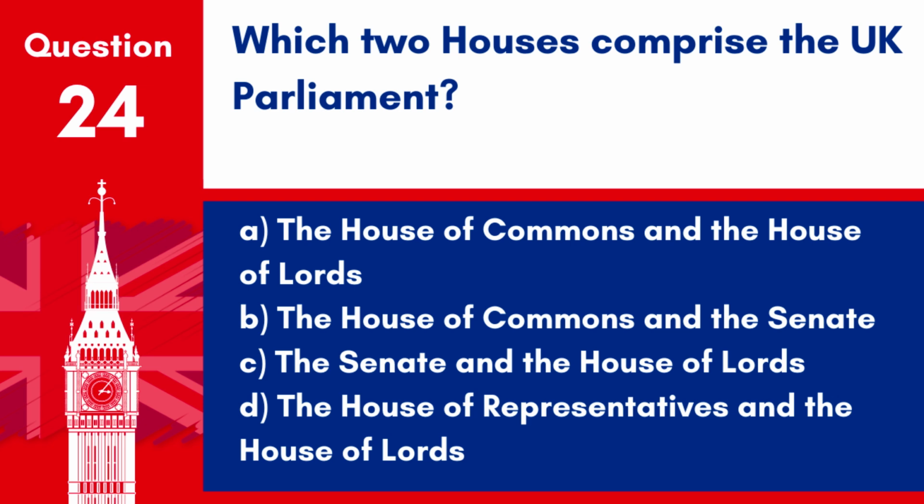Question 24. Which two houses comprise the UK Parliament? A. The House of Commons and the House of Lords. B. The House of Commons and the Senate. C. The Senate and the House of Lords. D. The House of Representatives and the House of Lords. Answer: A. The House of Commons and the House of Lords. The UK Parliament is comprised of these two houses.